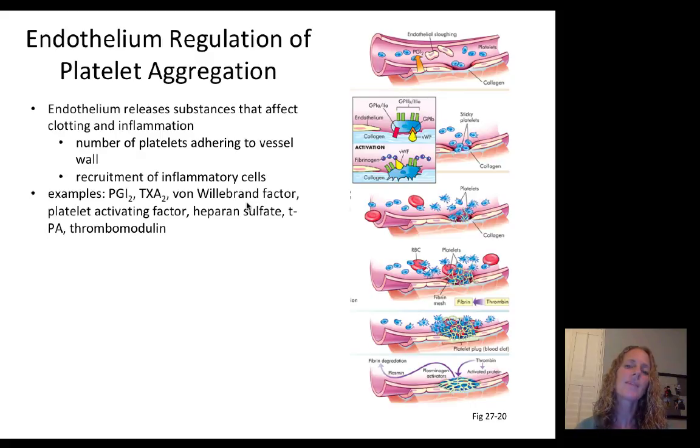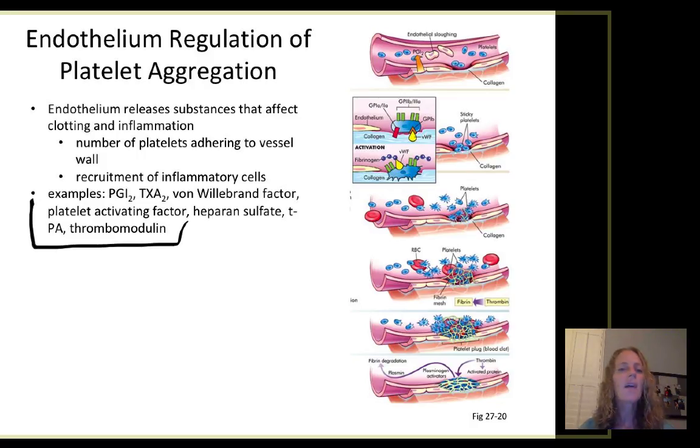The endothelium has also been found to be important in the regulation of platelet aggregation. The endothelium releases substances that affect clotting and inflammation, and it can go in either direction, increase or decrease, depending on the signals present. It can affect the number of platelets adhering to the vessel wall, and it can affect the recruitment of inflammatory cells. Here's some examples of factors that are related. We're going to cover coagulation and platelet aggregation in a future lecture.